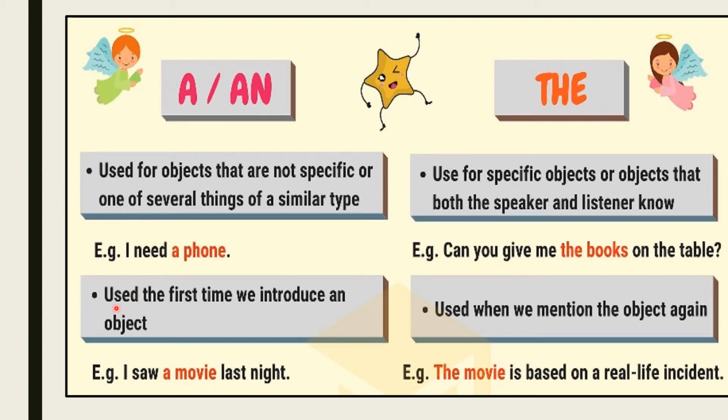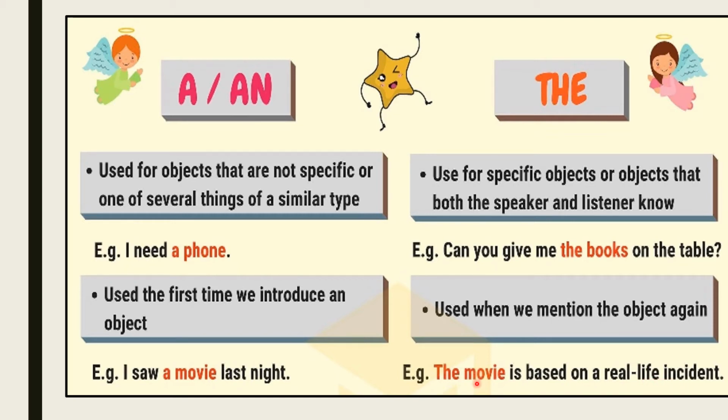More rules about the article. A and an are used for the introduction of an object when we are speaking about it the first time. We use the when we mention that object again. For example, see here: I saw a movie last night. The movie is based on a real life incident.